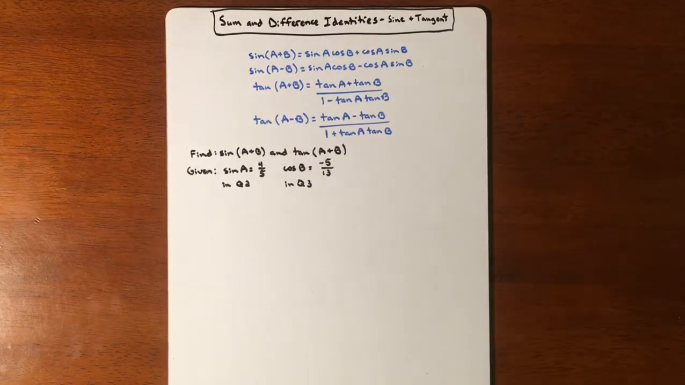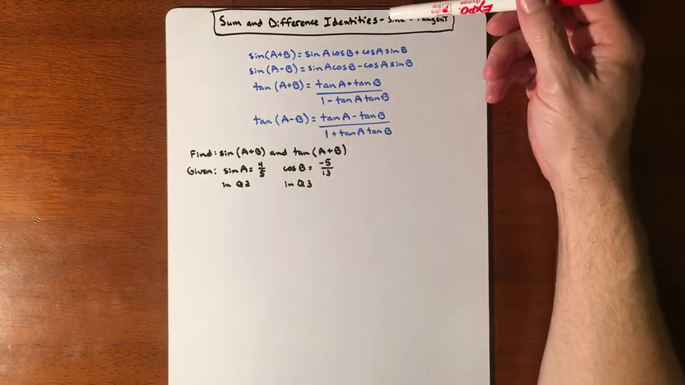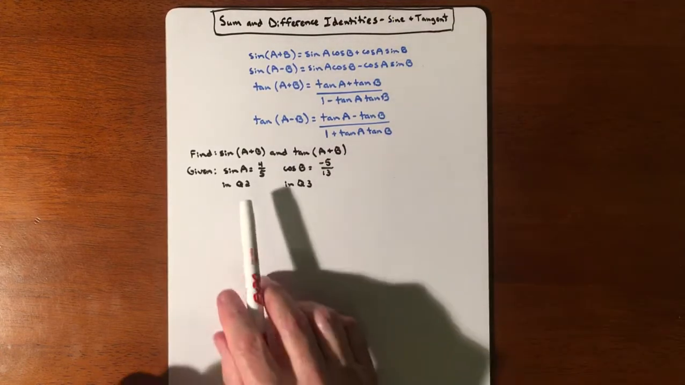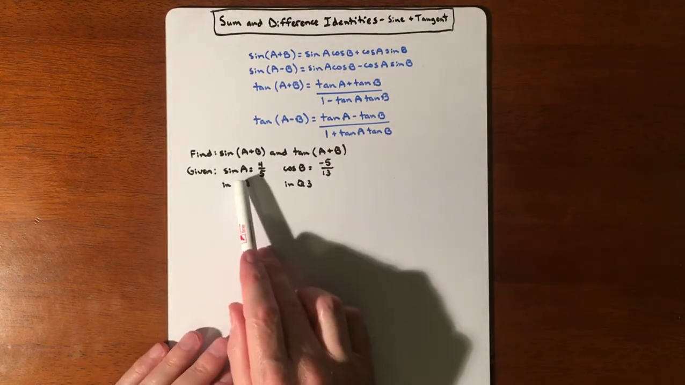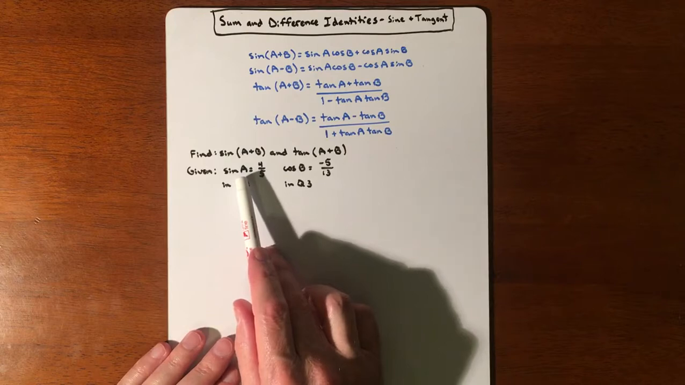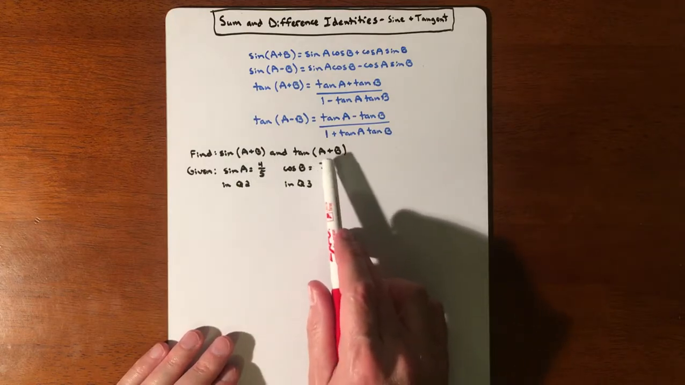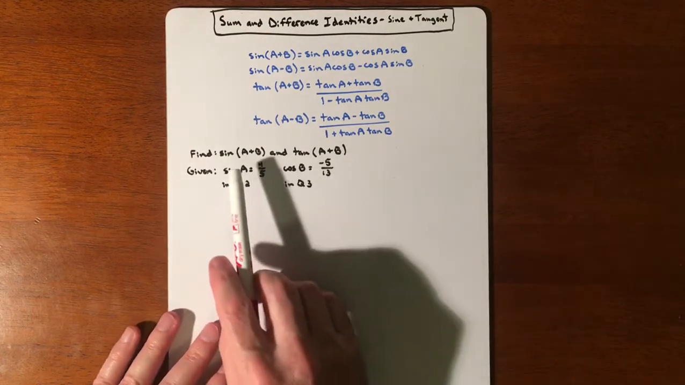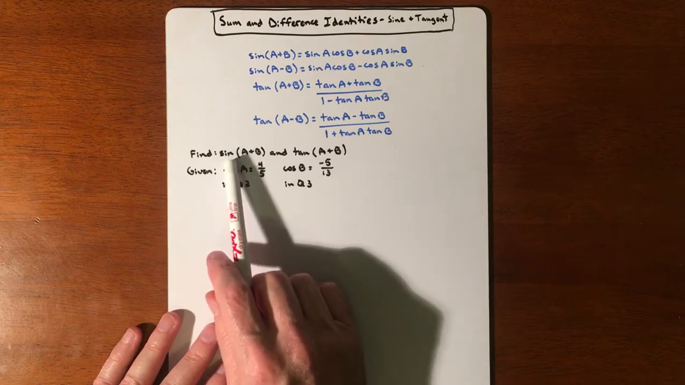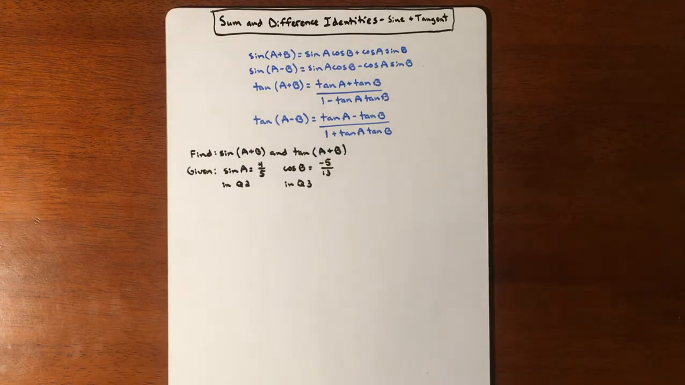All right, in this example of sum and difference identities involving sines and tangents, we are given some particular angles. So we have sine of A equaling 4/5, cosine of B equaling negative 5/13, and we are trying to find sine of A plus B and tangent of A plus B.